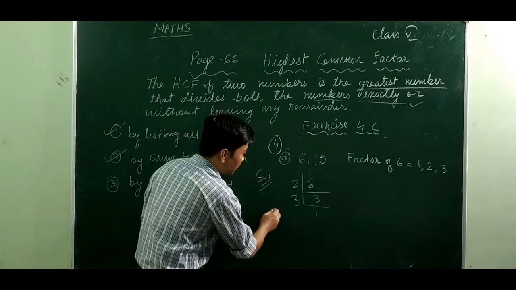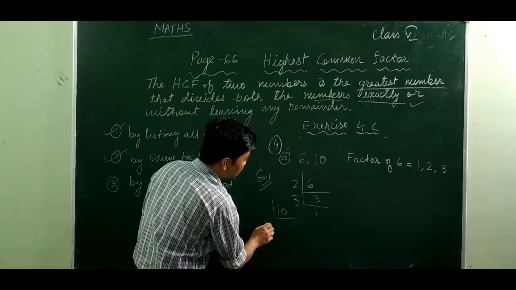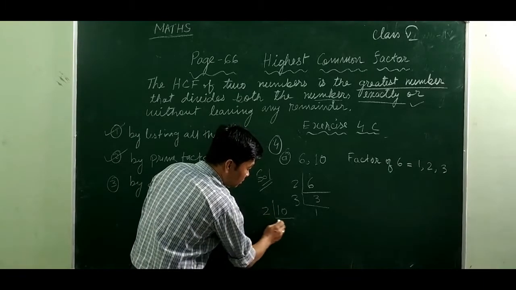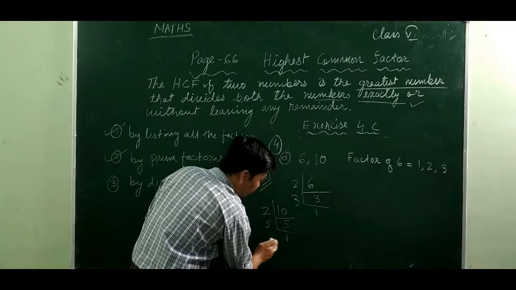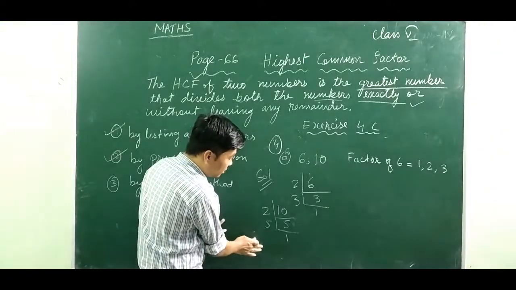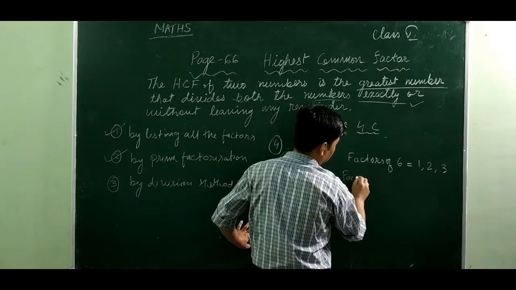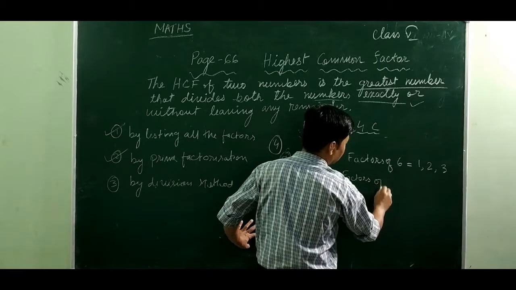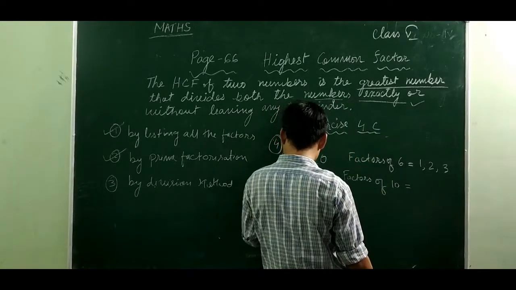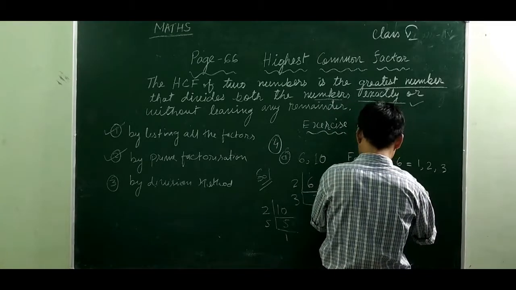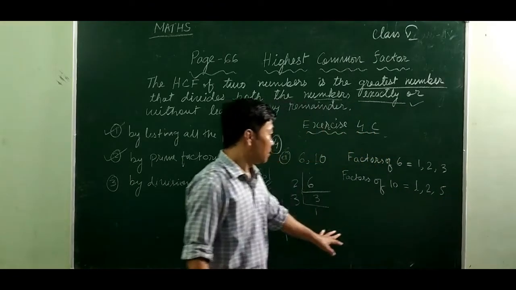Now in the same way, let's find the prime factors of 10 by the prime number. Again prime number 2, 2 times 5 is 10, and 5 itself is in the table of 5, 5 times 1 is 5. So we cannot divide further, so we'll stop here. Now, the prime factors of 10 are 1, we have 2, and then we have 5. So, this is the second step.